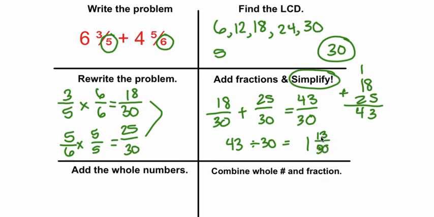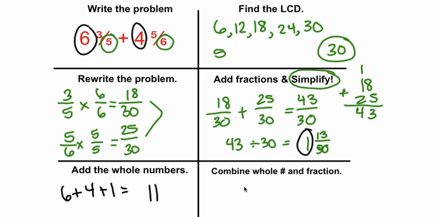Okay, let's add the whole numbers. We've got 6, we've got a 4, and we've got a 1. 6 plus 4 plus 1 is 11. And let's combine what we've got. 11 and 13/30.